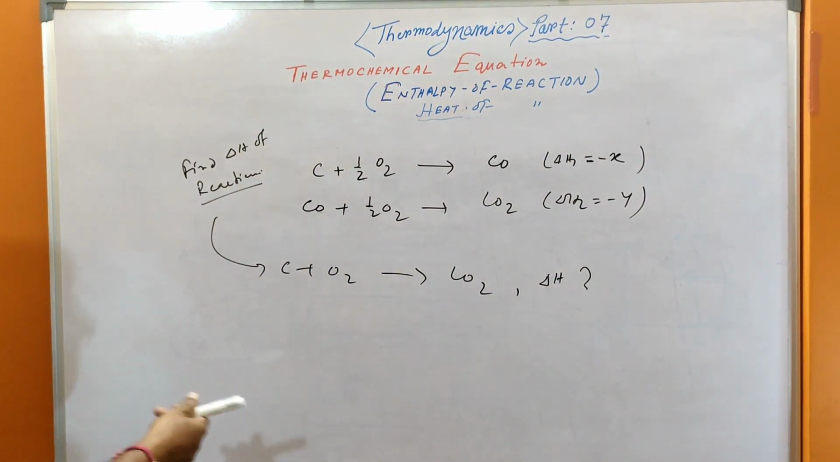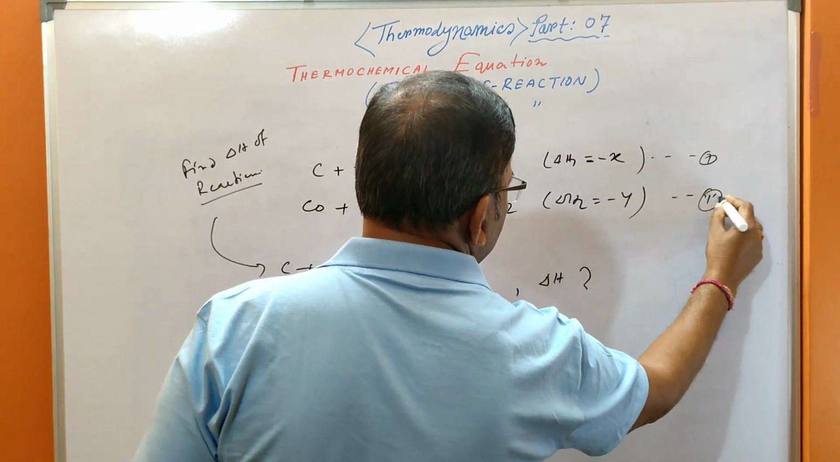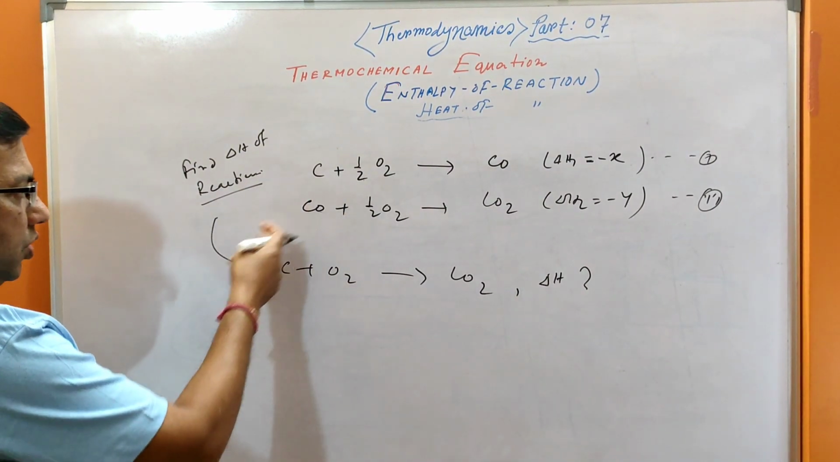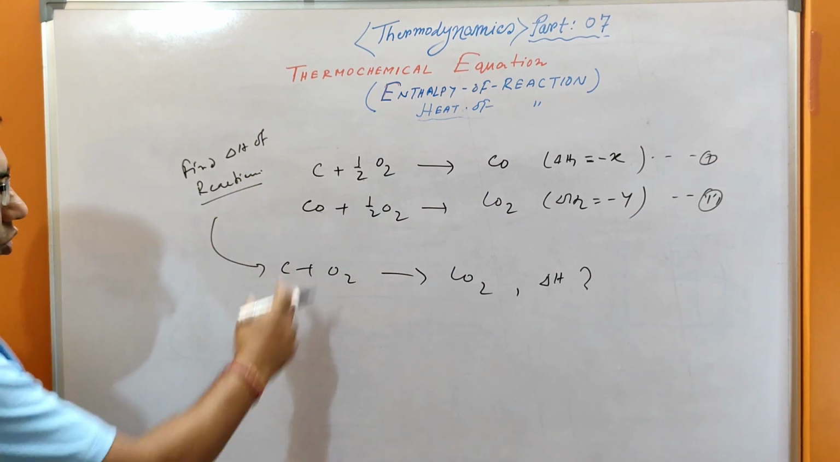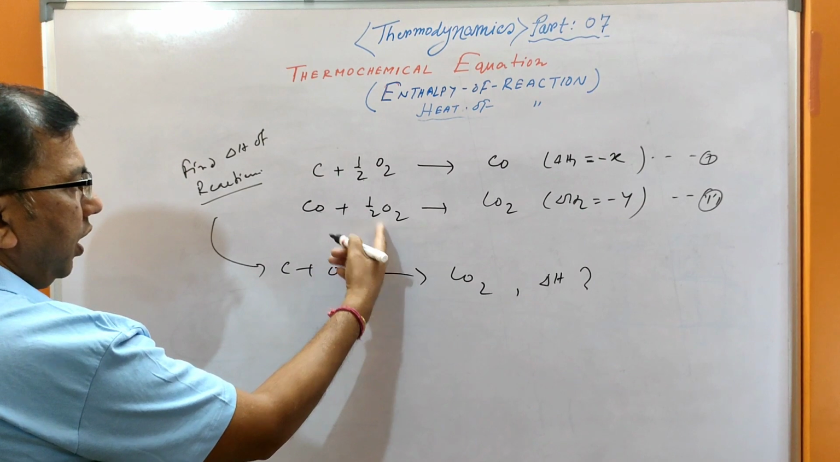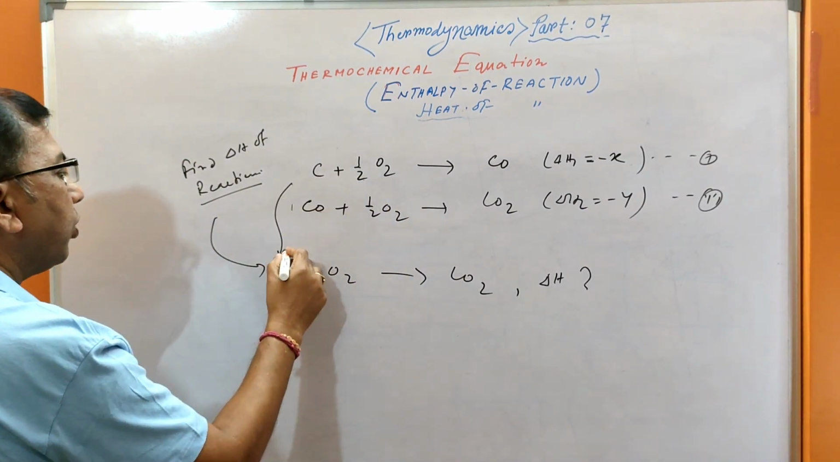So, suppose this is one reaction and this is two reaction. If you add one and two, what will happen? This and this will cut. If we add 1 and 2, this will cut. So the answer will be this plus this, half plus half, which is O2. That is, this reaction will automatically come.